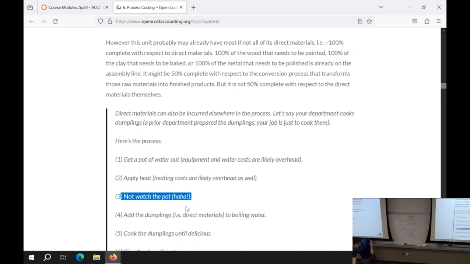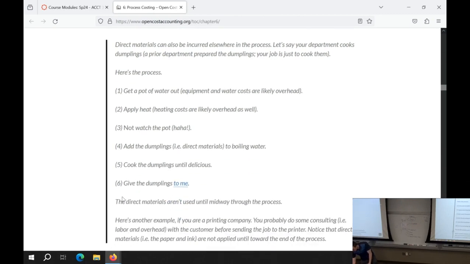And then after the water is boiled, usually that's the process, you add the dumplings. Have they been added to the process until halfway through? No. Your workspace probably just has boiling water, or water you're starting to bring to a boil, through the conversion process for about 50% of the process. And then you drop in all the direct materials. Now they've been added to your work in process, and they cook for the remainder of the time. Cook them until delicious, give them to me, and then you're done.